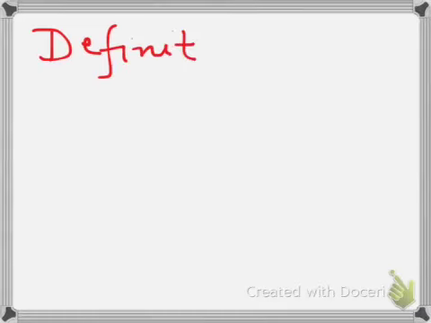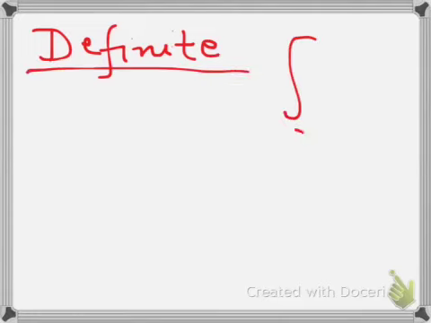Next, I'm going to talk about the definite integral. Definite integral means when I limit it to the bounds. For example, I define the integral from a to b of f of x dx, right? So this is a definite integral. Why is it called a definite integral? Because this actually gives us a definite number, right?